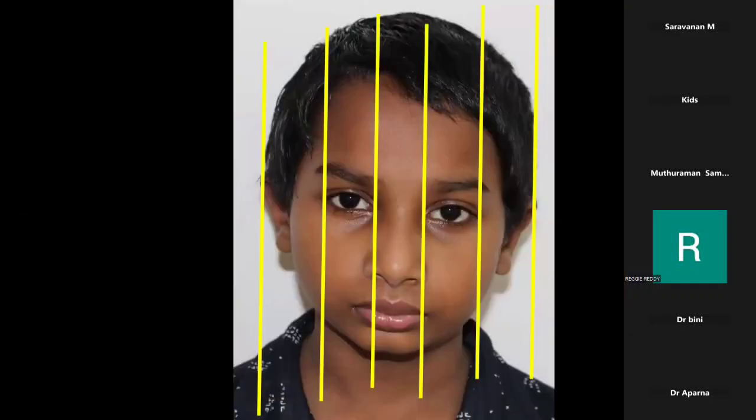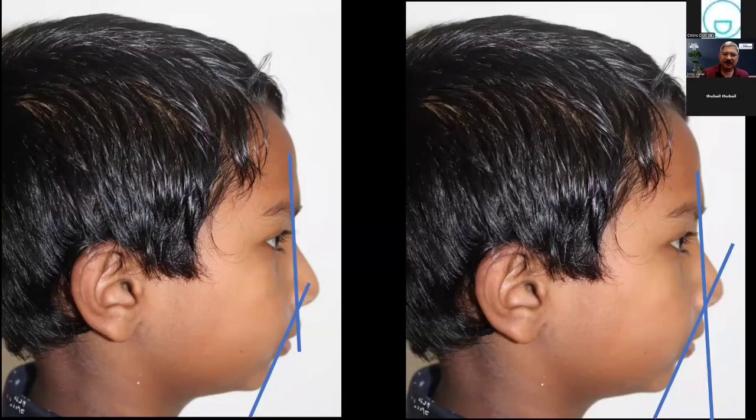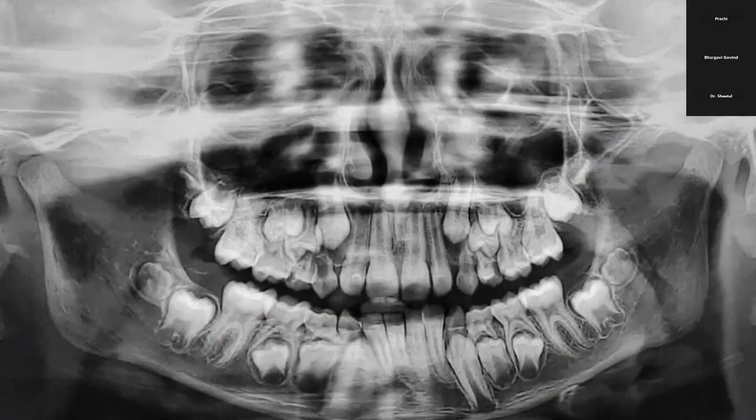So if you divide the face into 5, you can see that the upper part and the middle part are pretty okay, but the lower part is a slight reduced height. You can see there. Then if you see the convex profile, there's a retrognathic mandible, a convex profile is developing, and the angle of convexity is greater for the age. For his age of 9 to 10 years, it should be in the range of 10 to maximum 11, but this is around 16 to 18. That is more than expected for the age, the angle of convexity.